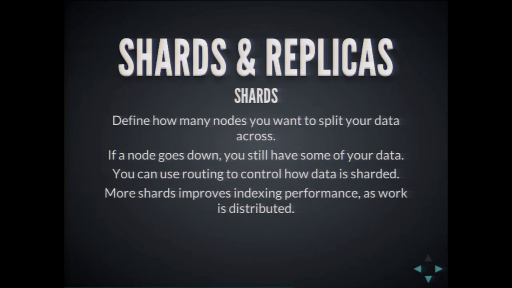By default, Elasticsearch comes with 5 shards, and it just goes 1, 2, 3, 4, 5, 1, 2, 3, 4, 5. More shards across multiple nodes improves your indexing performance because documents get put into one shard, get indexed there, and then get propagated out once they're indexed to the other replicas.